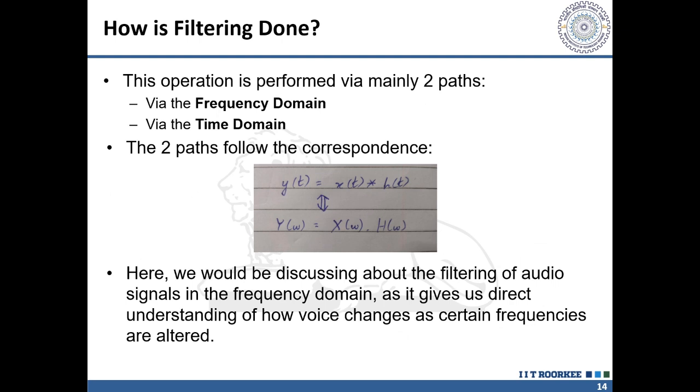So how is filtering done? You can choose two paths to filter your audio. One is in the time domain and the other is in the frequency domain. Today we will be discussing the frequency domain as it gives us a direct understanding of how altering frequencies results in changing of voice.